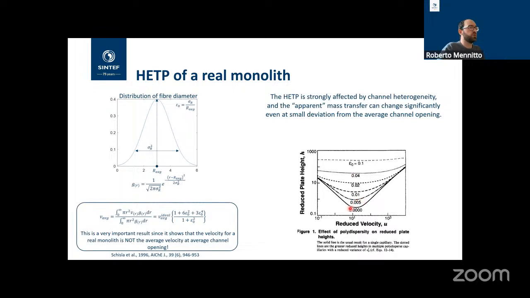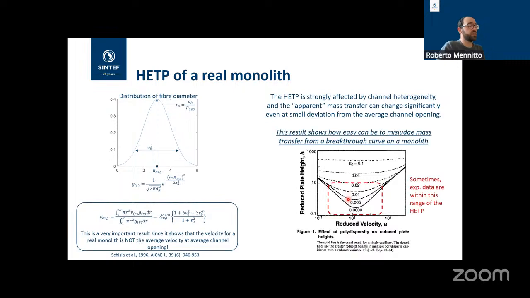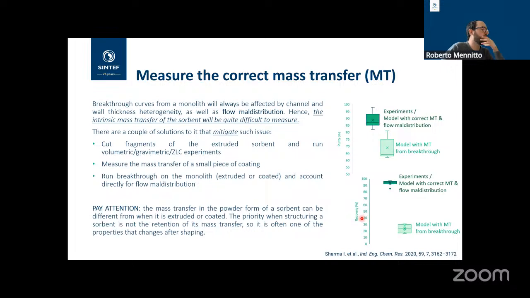And this poses a big challenge for us, because when we do experiments in a lab and we run a breakthrough experiment, for instance, with even a small monolith of few channels, we are often within these ranges of conditions. So effectively, what we measure in a breakthrough experiment is more the distribution of wall thickness and channel size rather than an actual mass transfer constant. And this is a work that we also realized while in Edinburgh.